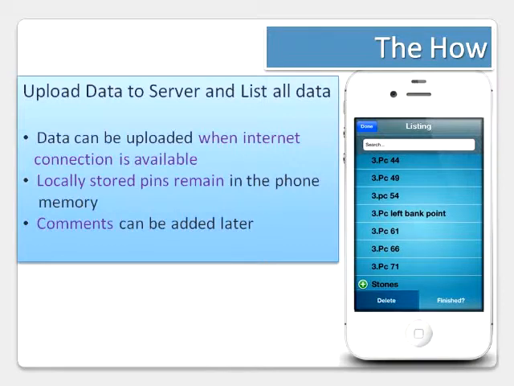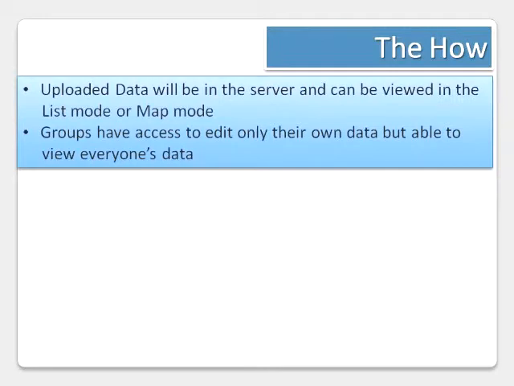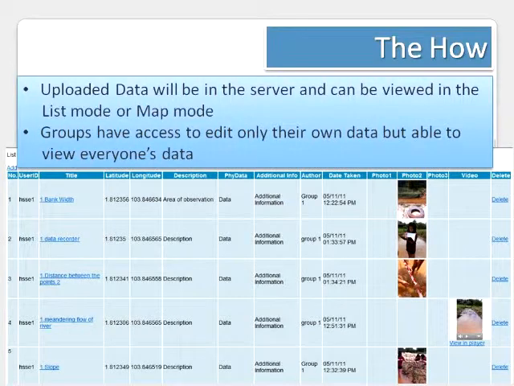Okay? And the good part also is that comments can be added later. So if you have forgotten, you can say, oh, I remember now, and add it. All right, then back at your ranch, you can upload the data to the server, and then you can view it in either list mode like this or in the map mode. That means in the list, all the data is listed for you. You have the title, the latitude and longitude, the descriptions, the physical data if there is any, and if there is none, it just stays empty. And the date and time taken, and the author, that means who actually uploaded the data, all things there. And it can also be seen in the map mode.